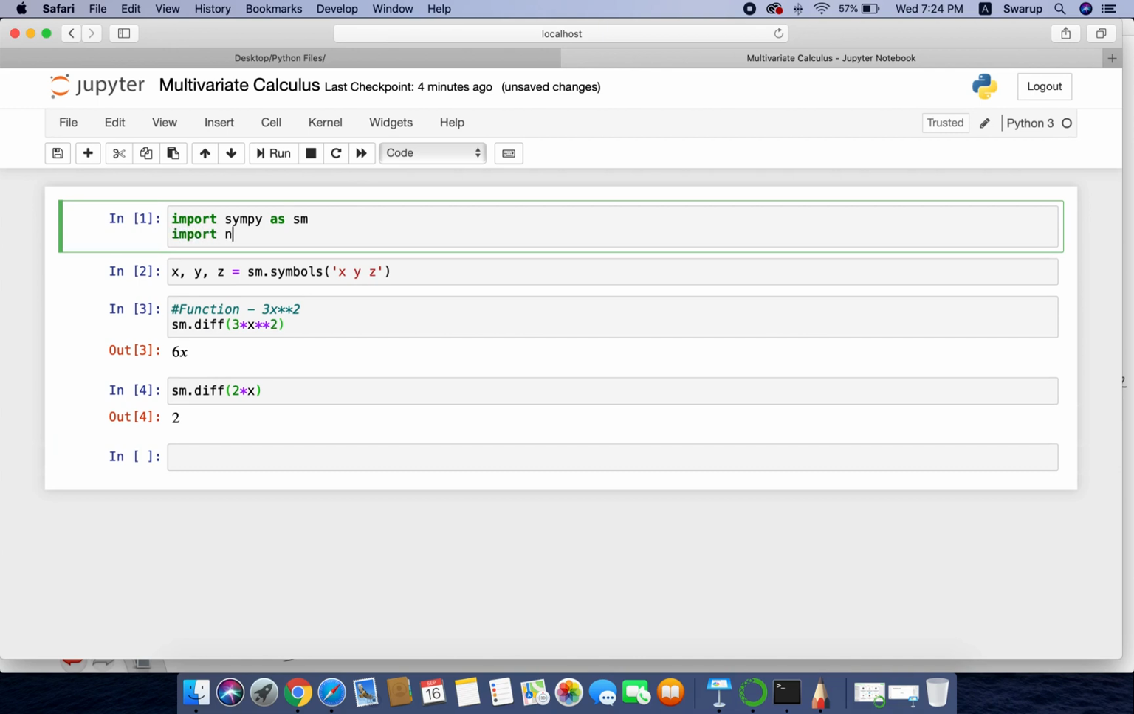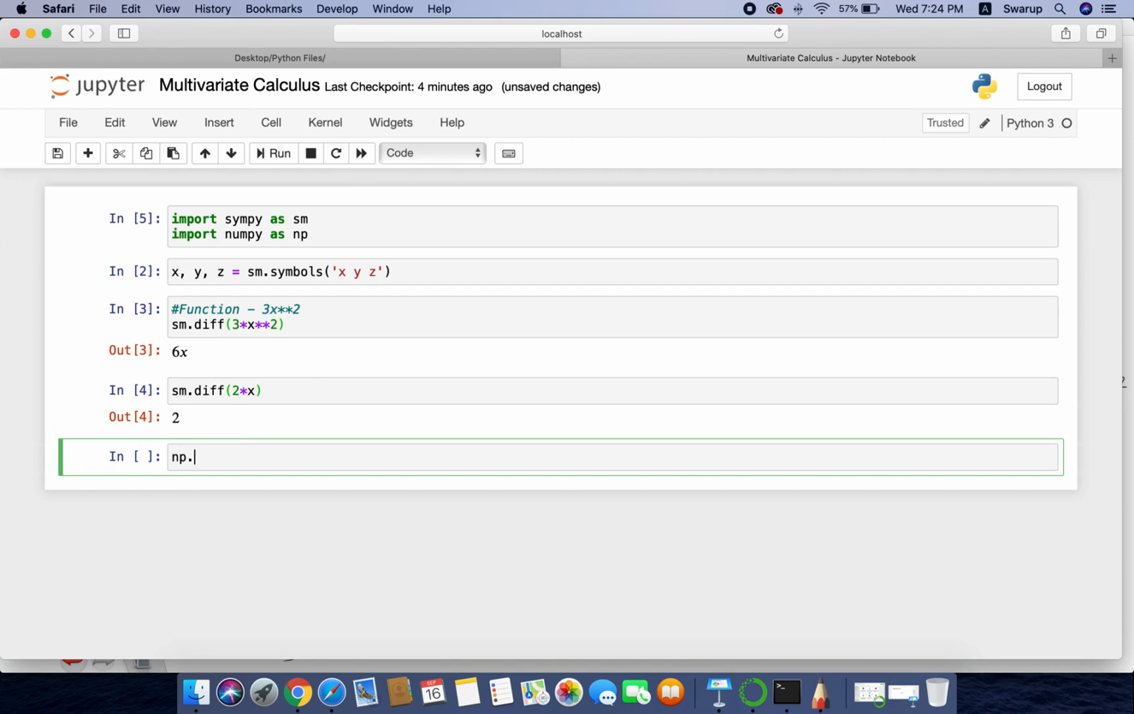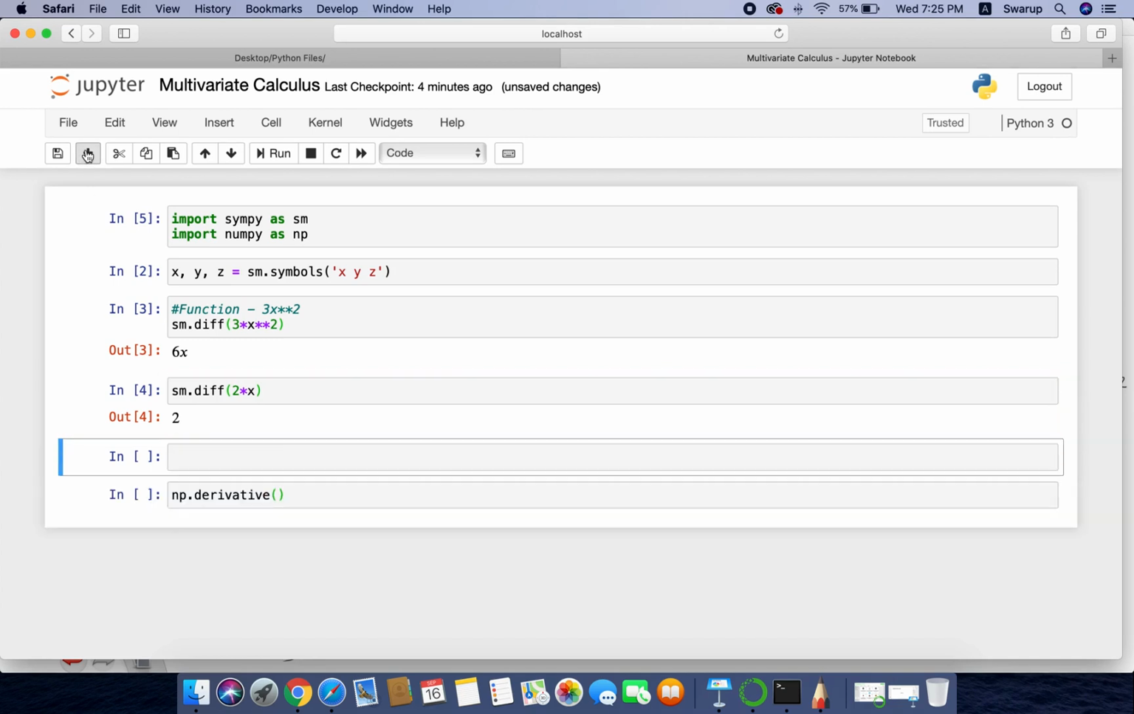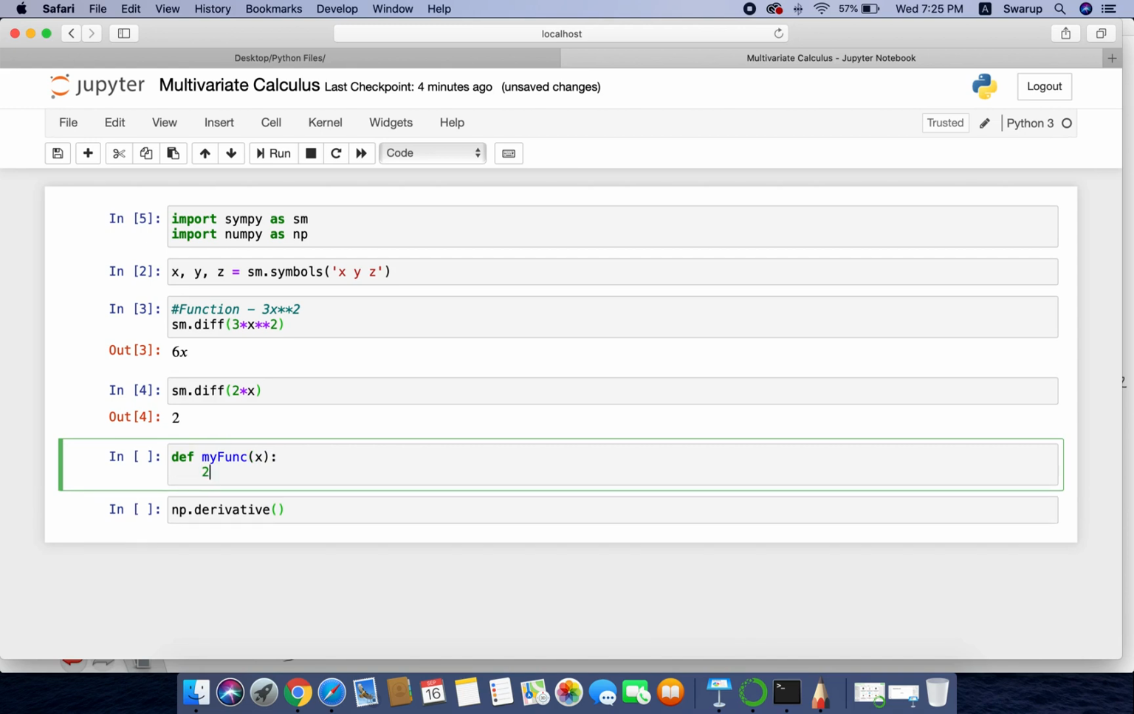To do that we can use NumPy as np, and in NumPy there is a function called derivative, and if we pass the function within this, it will find the derivative for that function. For that we first have to define a function. I'll call it my function. This is a univariable function where we have only one variable, and the return value from this function is 2 of x. This is what f of x equal to 2 of x.